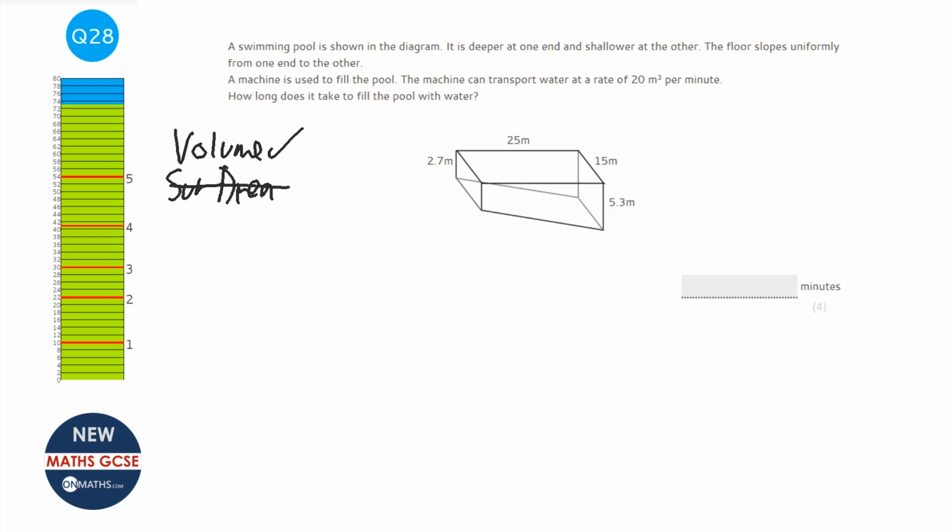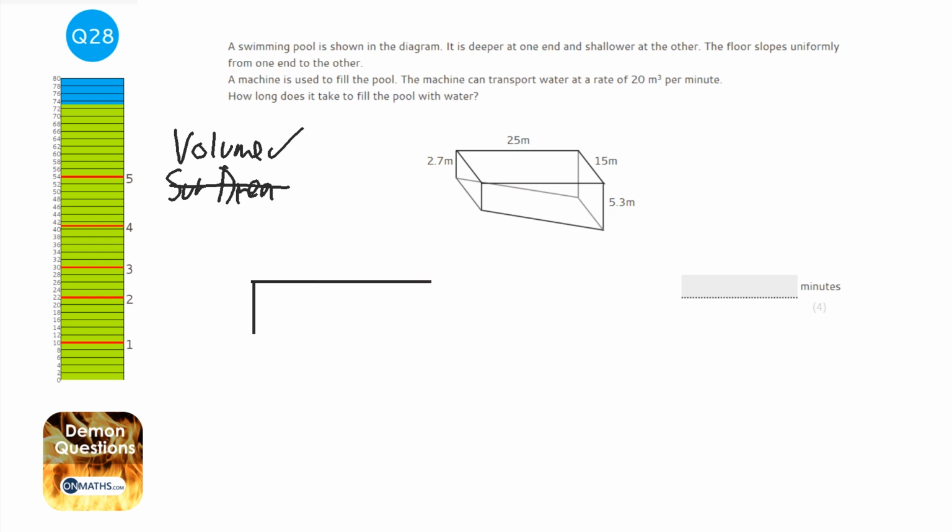Now, way of approaching this is figure out what the shape is. Well, the shape is a trapezium-based prism. So we've got to first of all work out what the area of the trapezium is. So I'm going to draw the trapezium out first.